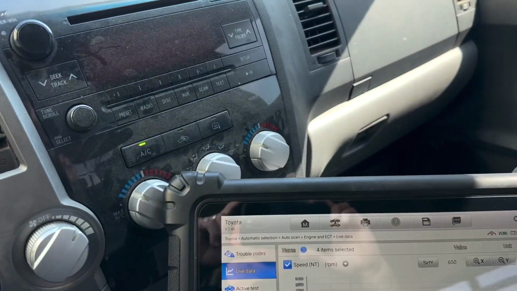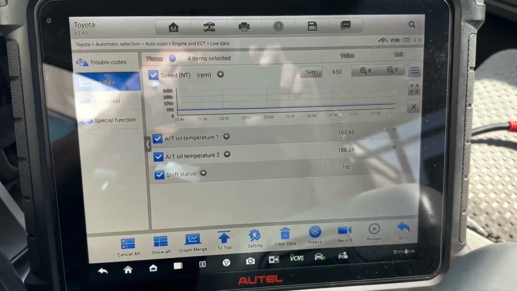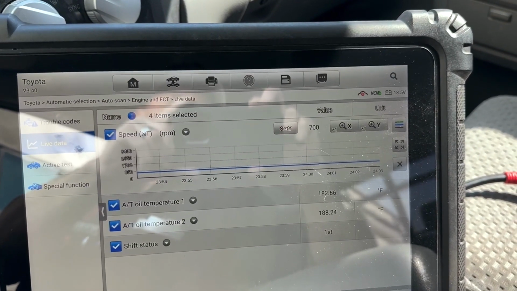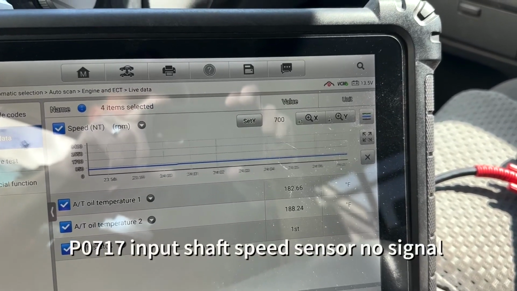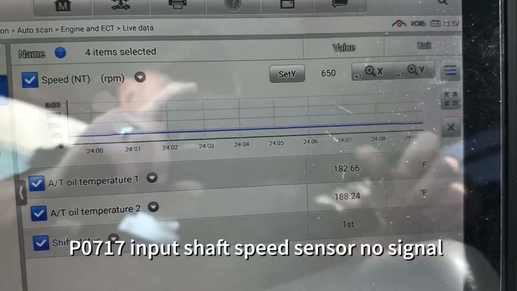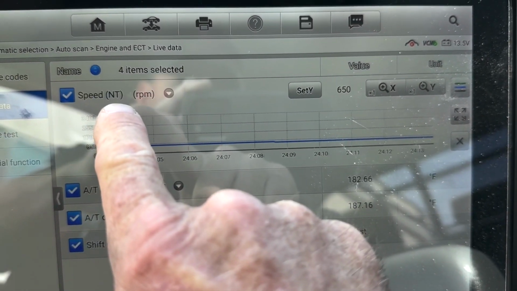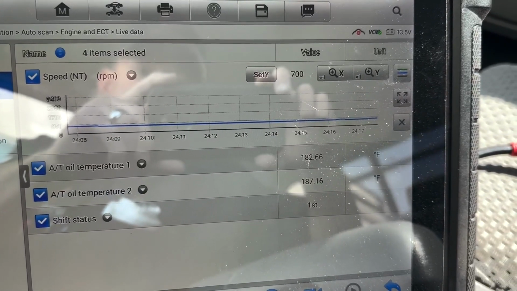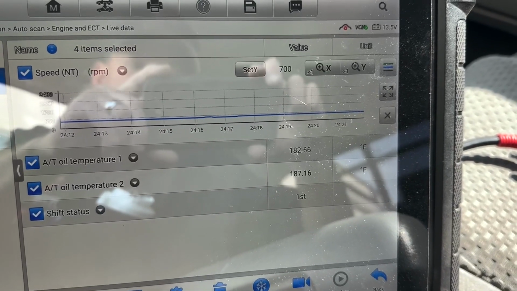And then the transmission problem, we went after it using the Autel, and the input shaft speed sensor was giving a code, along with when it got warm, up to 180 or so, it would drop out. And they're calling it a revolution sensor, but it's the front input shaft speed sensor on the transmission. Did some ohm testing, and it was open when it dropped out.